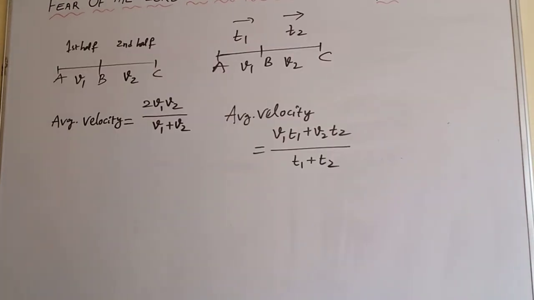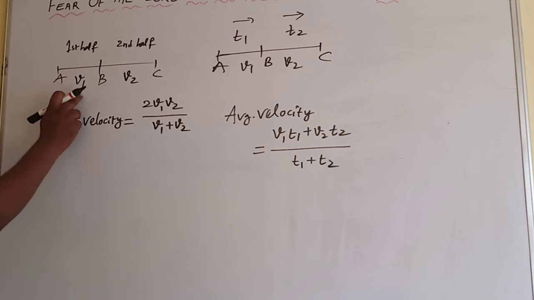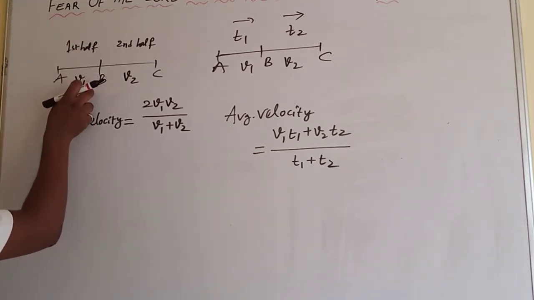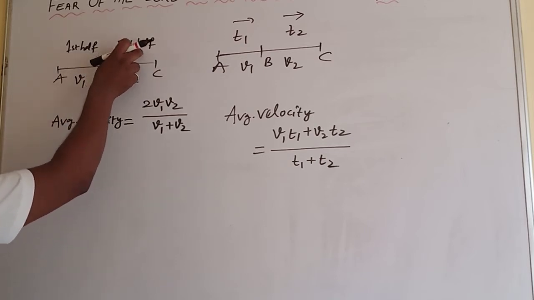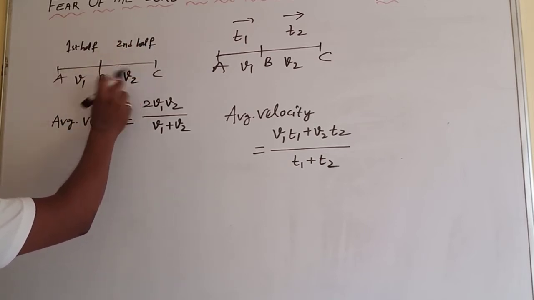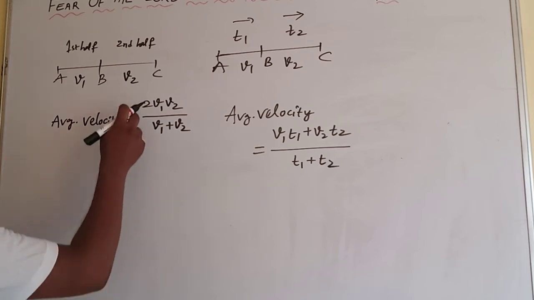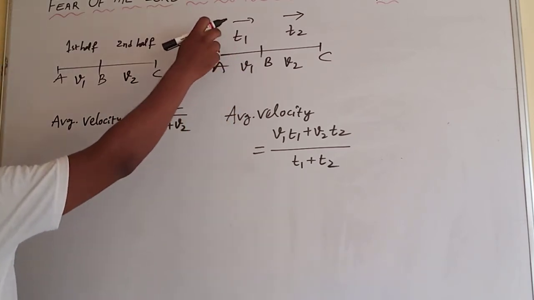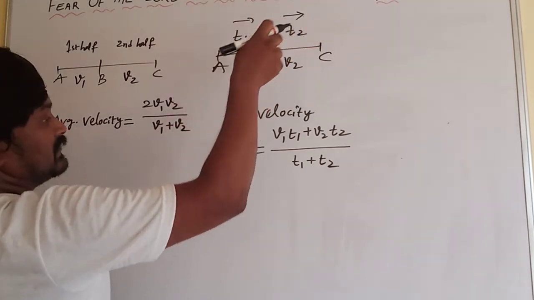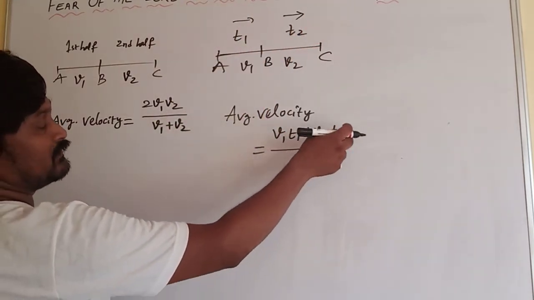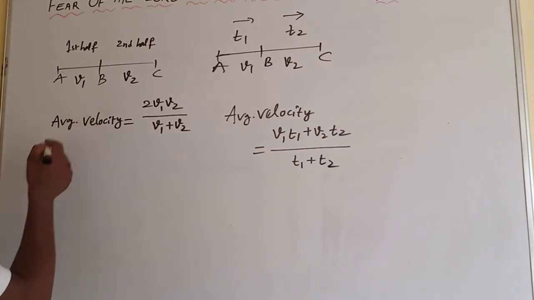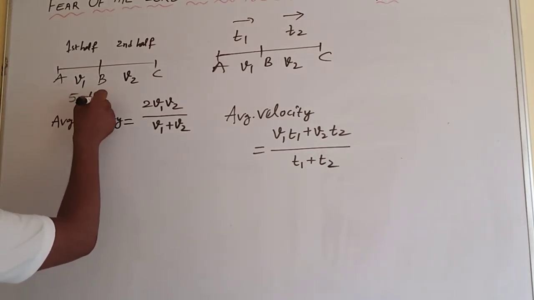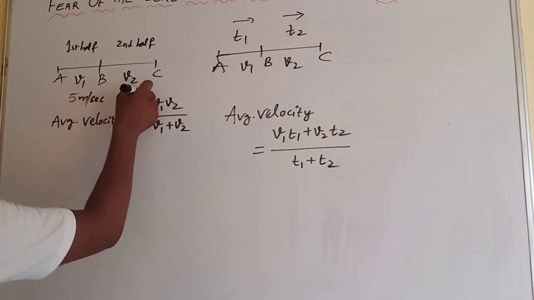Alright, the next condition is this. Say from A to B, the first half is covered with velocity V1, and the second half is covered with velocity V2. Then what is your average velocity? 2V1V2 upon V1 plus V2. And if only velocity and time are given, in the same direction, then the average velocity is V1T1 plus V2T2 upon T1 plus T2. Then for example here it is 5 meter per second and it is 15 meter per second given.